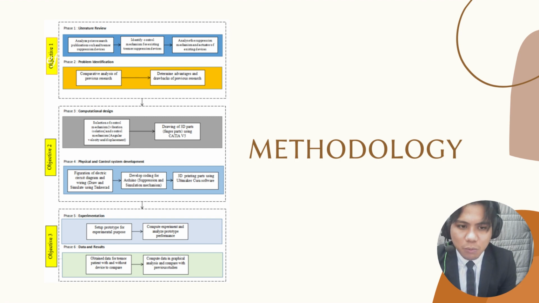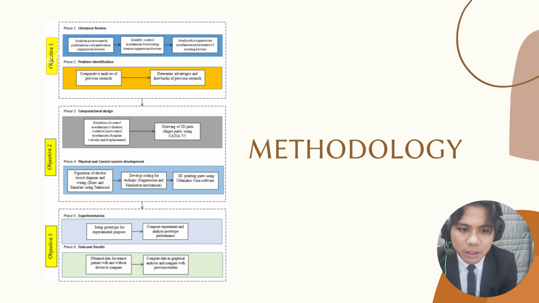For phase three, computational design, selection of control mechanism, which is manipulation, isolation, and control mechanism, angular velocity and displacement. Next is drawing of 3D parts, finger parts, using CATIA V5. Phase 4, which is physical and control system development, configuration of electric circuit diagram and wiring, which is to draw and simulate using Tinkercad. Next is to develop coding for Arduino, which is for suppression and simulation mechanism. And next is 3D printing parts using Ultimaker Cura software.